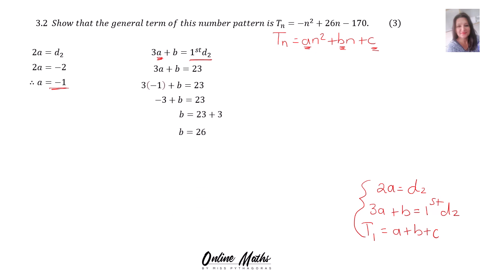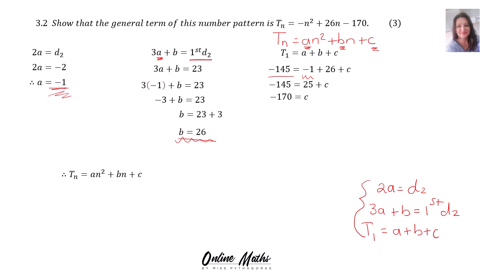And now that you know what b's value is, T1 is a plus b plus c. So your first term used to be that negative 145. a you just calculated there was negative 1, and b you worked out a few seconds ago was 26. Substitute everything in and your c value is negative 170. Therefore, there's a general form and you have proven what they wanted.